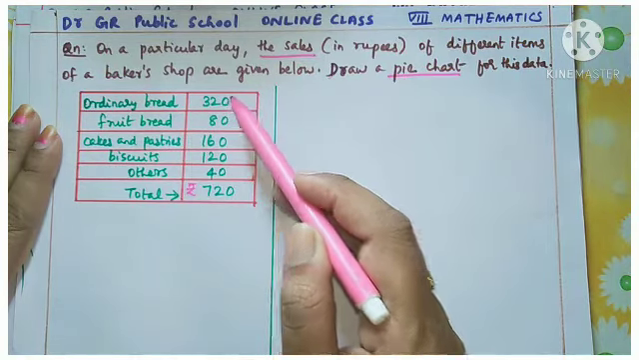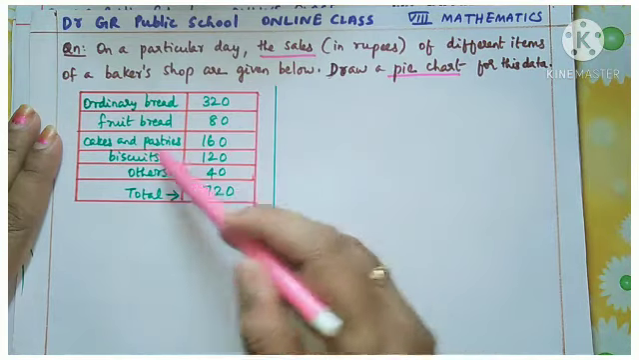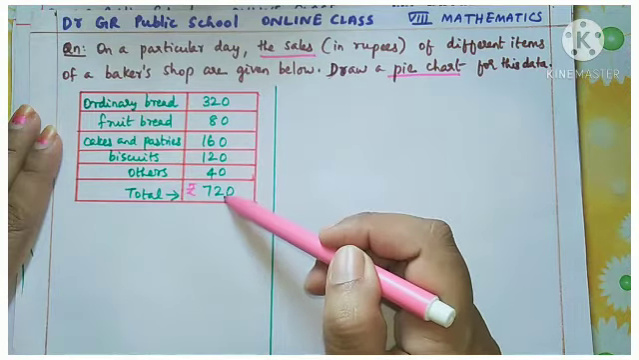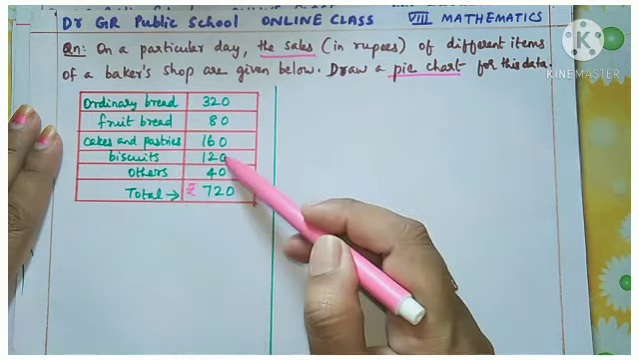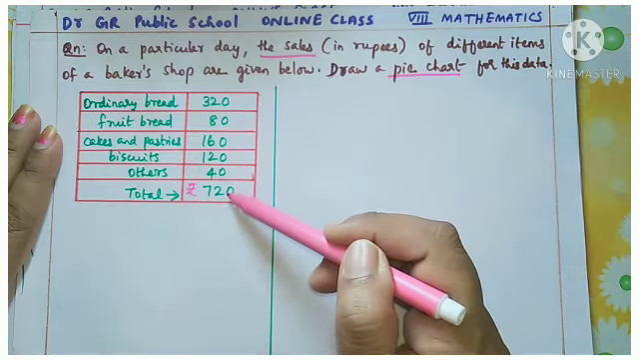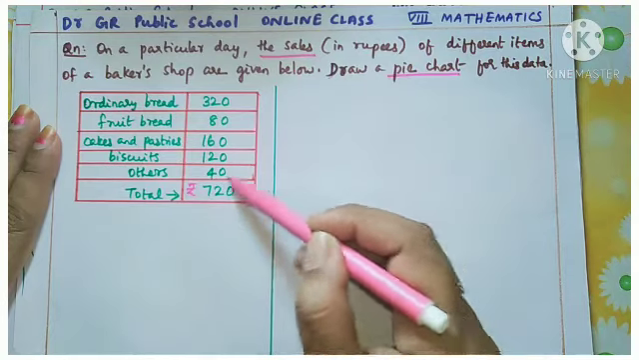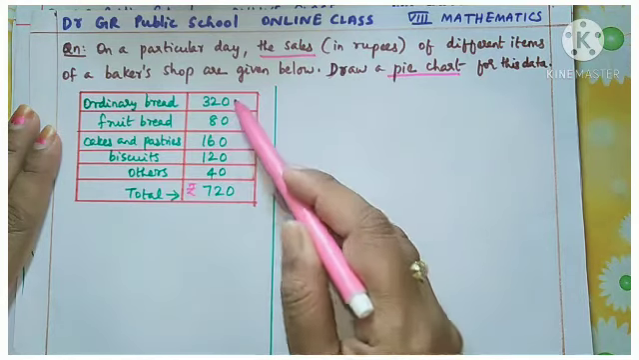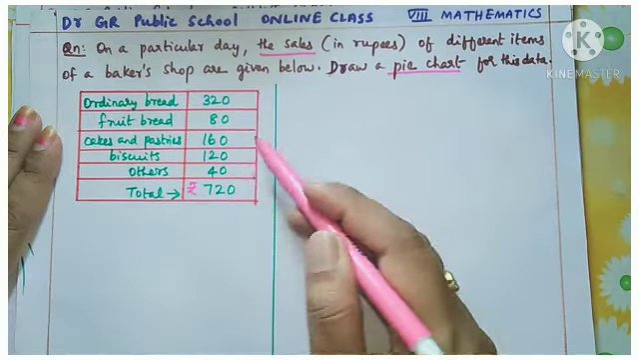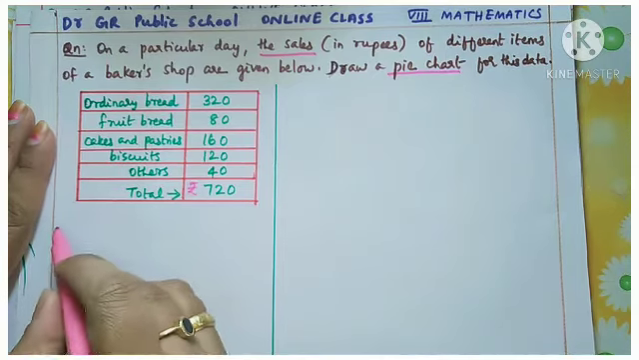Okay, similarly, fruit bread 80 out of 720. Cakes and pastries 160 out of 720. Biscuits 120 out of 720. Others 40 out of 720. Understood? So this is the total sale. Total sale from these are the parts of different items. So this we want to write first. Okay. So that is the starting of our solution.